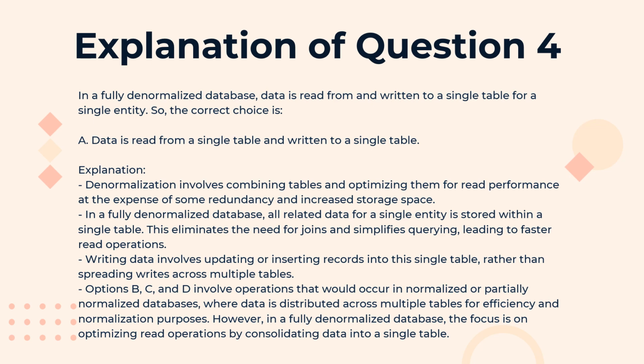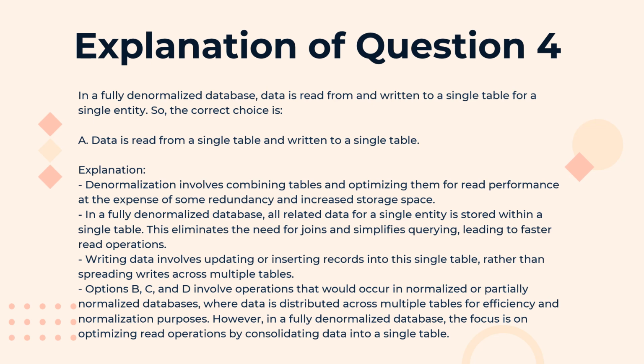Explanation. Denormalization involves combining tables and optimizing them for read performance at the expense of some redundancy and increased storage space. In a fully denormalized database, all related data for a single entity is stored within a single table. This eliminates the need for joins and simplifies querying, leading to faster read operations. Writing data involves updating or inserting records into this single table, rather than spreading writes across multiple tables.